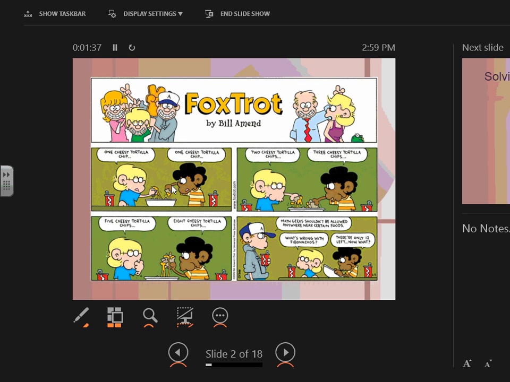One cheesy tortilla chip. One cheesy tortilla chip. Two cheesy tortilla chips. Three cheesy tortilla chips. Five cheesy tortilla chips. Eight. Math geeks should not be allowed anywhere near certain foods. What's wrong with nachos? There's only 12 left. Now what? Because the next number is supposed to be 13 in the Fibonacci sequence. I didn't even know. 1, 2, 5, 3, 5, right? You add the two terms together. The bunnies.